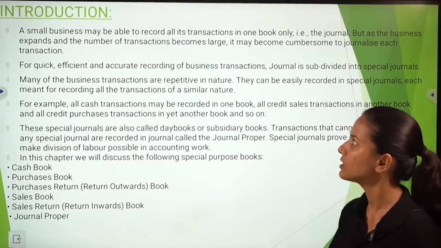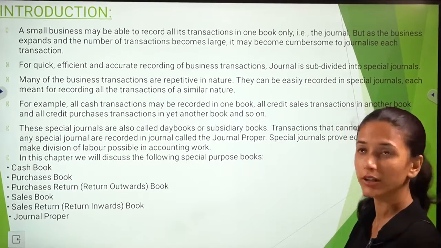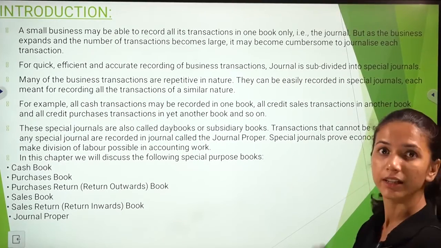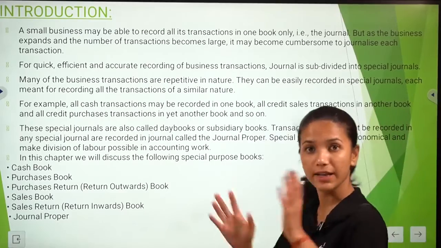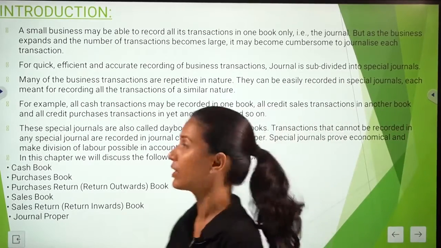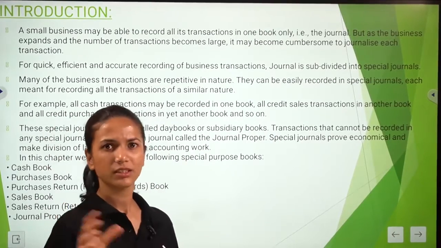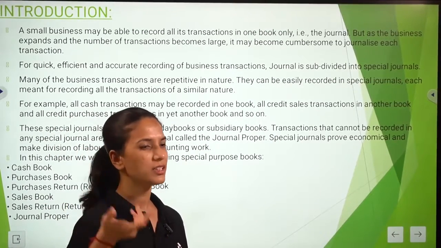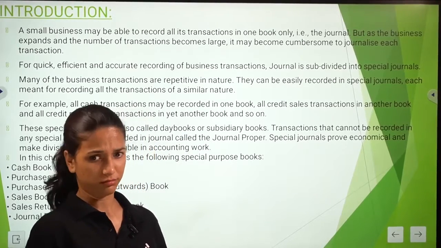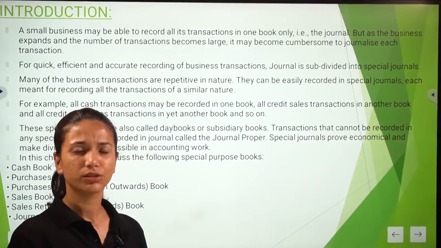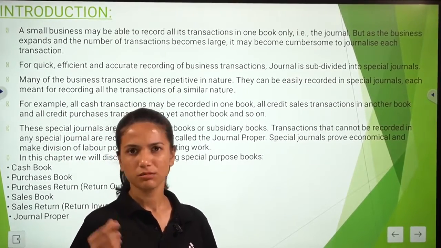So a small business may be able to record all its transactions in one book only, that is the journal. So in the journal only they can record it. But as the business expands, as it grows and the number of transactions becomes large, in a small kirana store the transactions are small, right? Each and every household buys small things from those stores, and the kirana store sells them. So these are the small transactions.